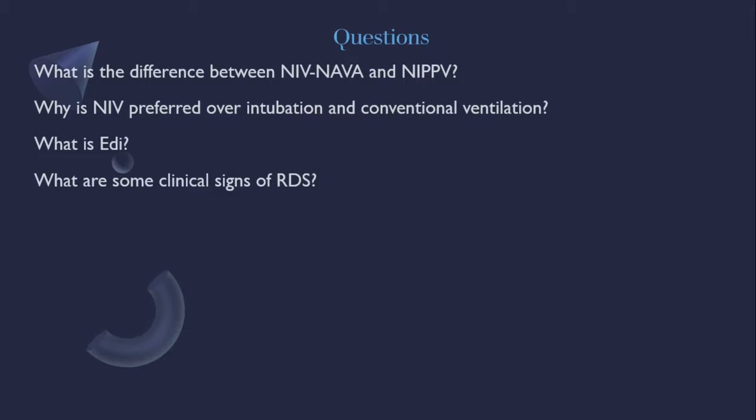Why is NIV preferred over intubation and conventional ventilation? Well, that's to reduce bronchopulmonary dysplasia, or BPD, rates, and to reduce ventilator-induced lung injury. And what is EDI? EDI is diaphragm electrical activity. And what are some clinical signs of RDS? We talked about the chest x-rays being hazy with opacification. And things to look for on your baby would be retractions, central cyanosis, and grunting.